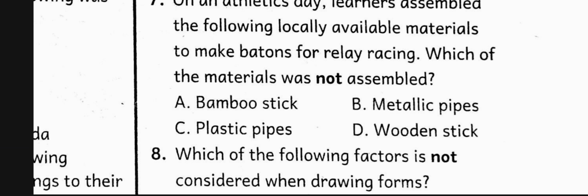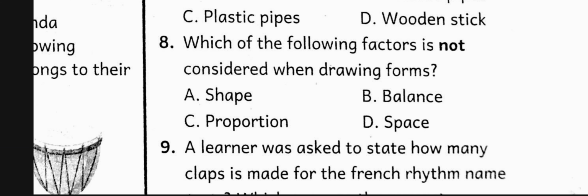Number 7 says, on Athletic Day, learners assembled the following locally available materials to make batons for relay racing. Which of the materials was not assembled? So for relay races, we don't need metal pipes; plastic pipes, bamboo stick, wooden stick, that's correct. So the correct answer there is D, metallic pipes, because they are prone to danger. Number 8 says, which of the following factors is not considered when drawing forms? Shape, proportion, balance, and space. We don't need shape. Shape is what we draw. So the elements of art, we have balance, proportion, and spacing. Of course, that one is very correct.